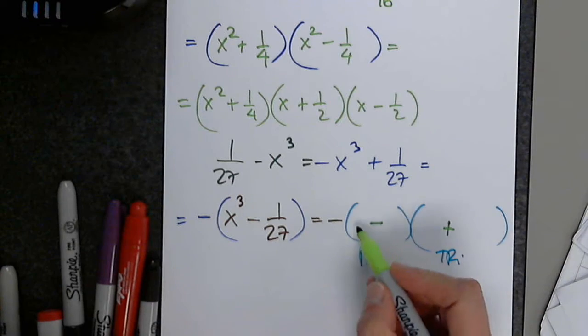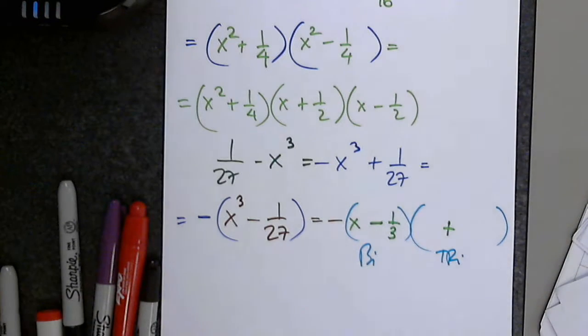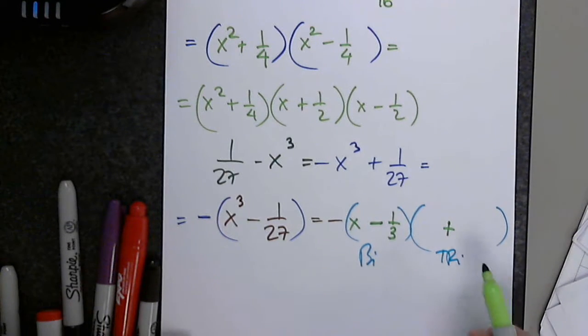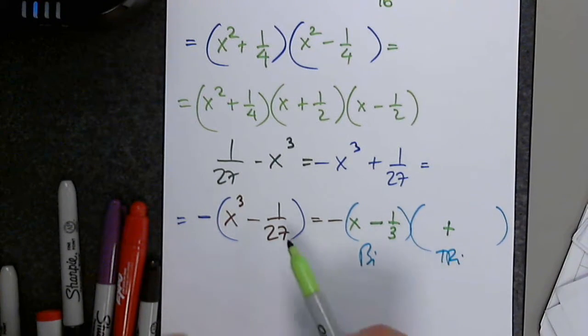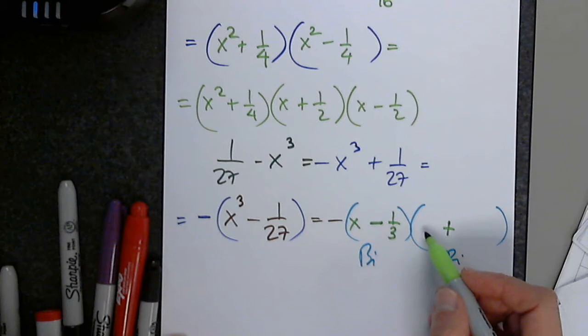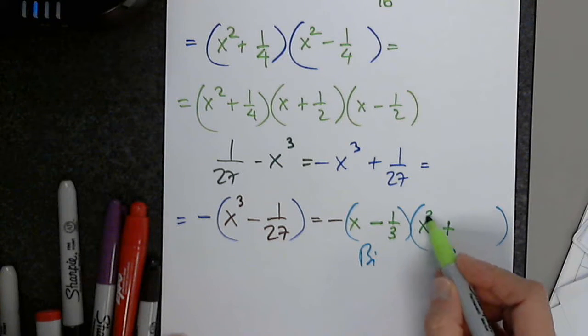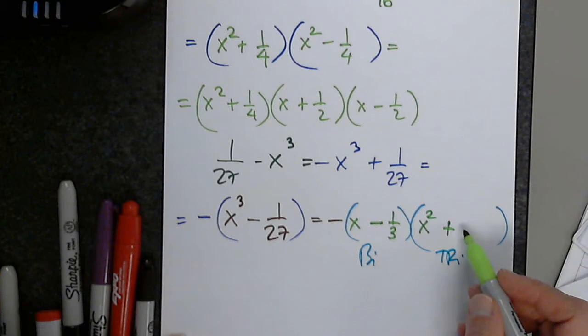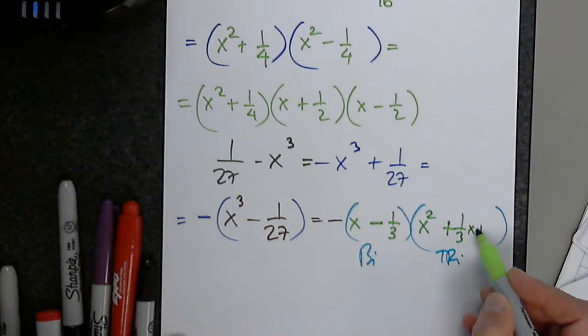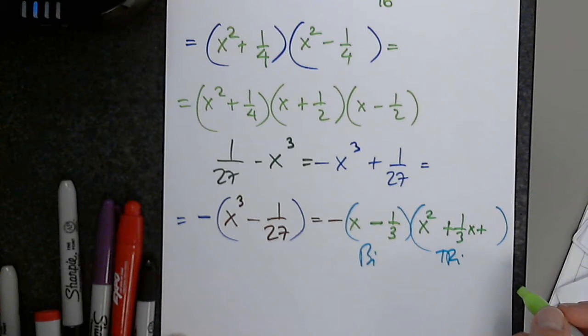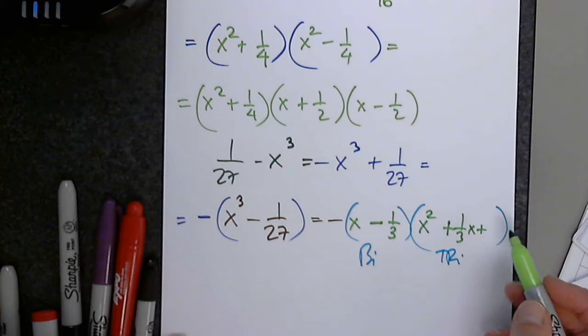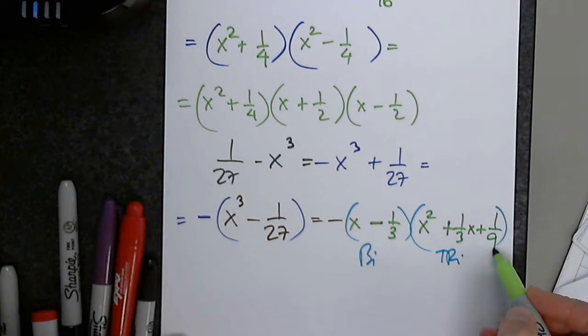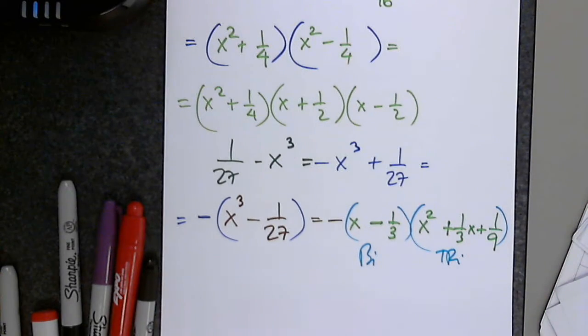X minus 1/3. Very good. And now inside the trinomial, just follow the pattern. 1/3 times 1/3 times 1/3 is 1 over 27. Gotcha. So then the first term is x squared, the middle term is 1/3 x, very good. And the last term is 1/3 squared, yes, which is 1 over 9. Perfect. Very good. Okay, last one here.